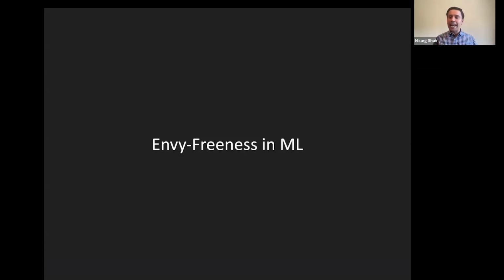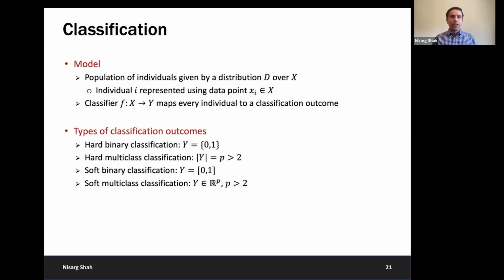All right, so with that, let me dive into the second portion of this tutorial, which is looking at NV-freeness in machine learning. First we are going to think about classification, where the basic setup is as follows. We have a population of individuals given by a distribution D over some high dimensional Euclidean space X, where each individual i is represented using a data point xi, and a classifier f acts on this space X and maps every point in this space to a classification outcome Y.